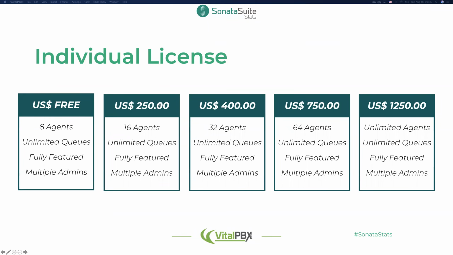It will run for $250. Then 32 agents for $400, and 64 agents for $750, and unlimited agents, unlimited queues, everything fully featured, will run you for $1,250. Once again, these are individual licenses, so there's no yearly or monthly thing here with the individual licenses.